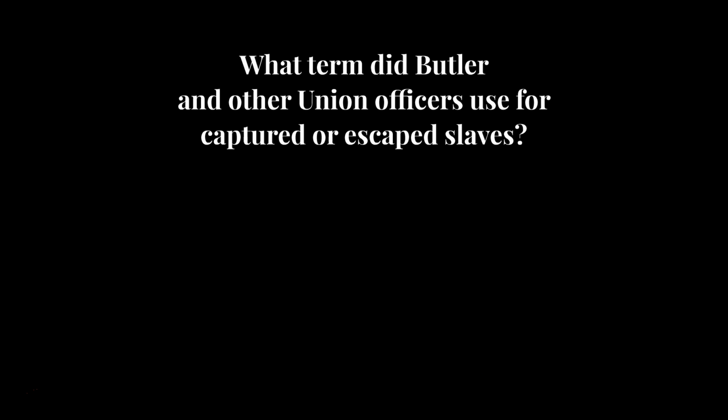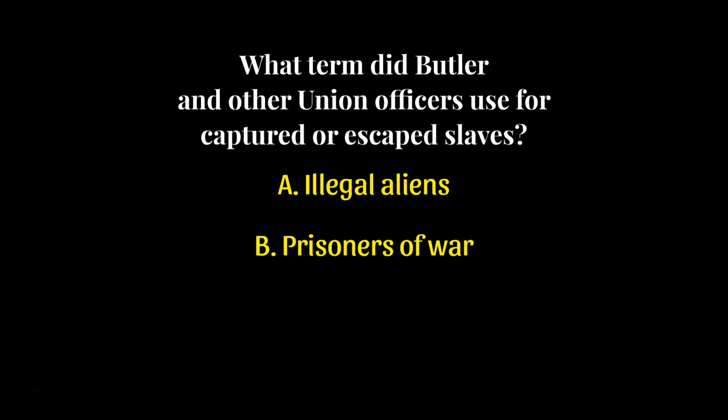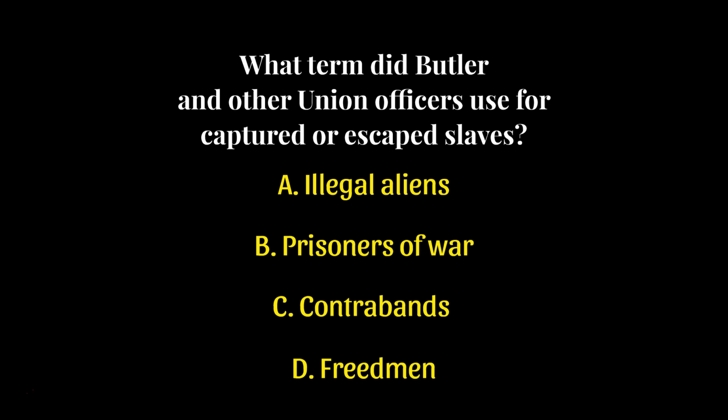Now here's a question for you. What term did Butler and other Union officers use for captured or escaped slaves? Illegal aliens, prisoners of war, contrabands, or freedmen? The answer is contrabands.